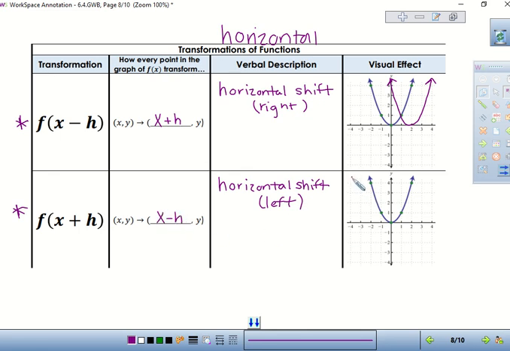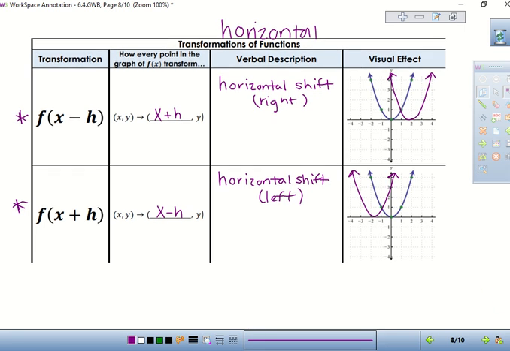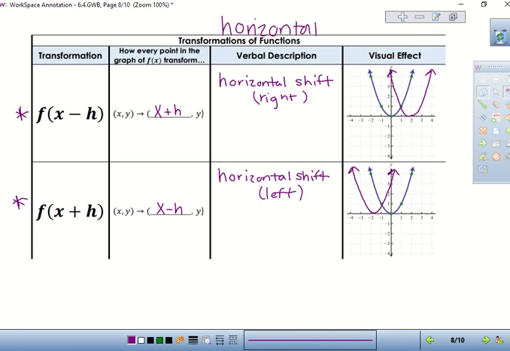Good. So we're going to go left. I will briefly explain this reasoning. It may or may not resonate with you. If it doesn't, that's okay.